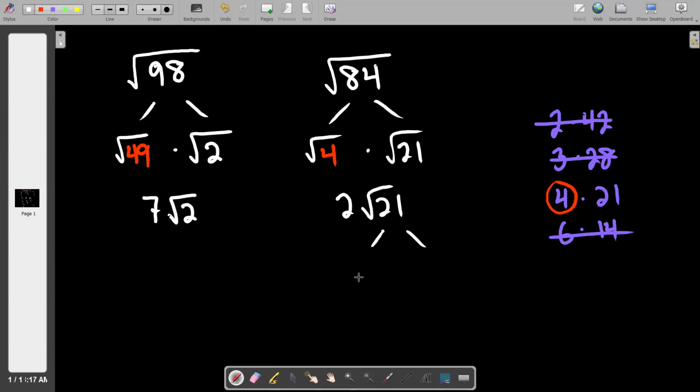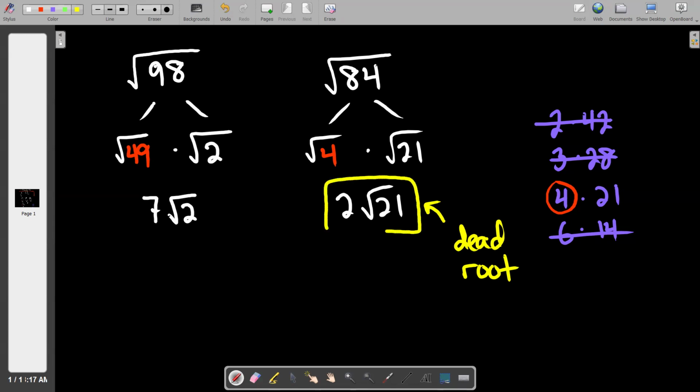So if I made a tree off of 21, what are the only numbers that could go into 21? 7 and 3. What do you think about 3 and 7? Trash and trash. Therefore, we stop at this point because 21 is what we call a dead root. Once you hit a root that can no longer be simplified using red list numbers, it's a dead root. The answer is 2 root 21. Is this making sense so far?